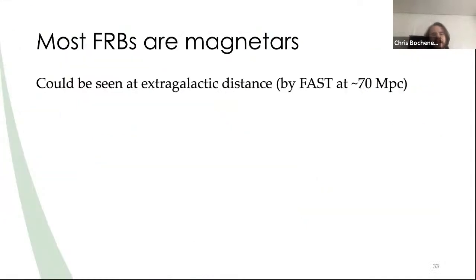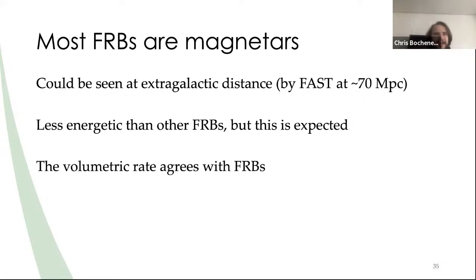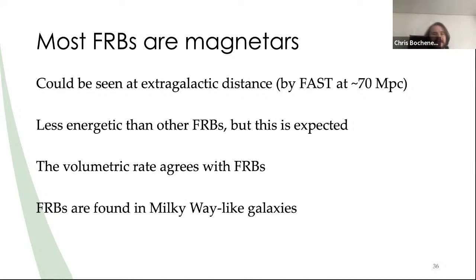So with all this information, I believe it's reasonable to conclude that most FRBs are magnetars, as this event could have been seen out to an extragalactic distance. It's less energetic than other FRBs, but we kind of expected this based off of the properties of both galactic and extragalactic fast radio burst surveys. And the volumetric rate of these types of events agrees with those of the extragalactic fast radio bursts. And furthermore, it's not a surprise that we did find an FRB in a Milky Way-like galaxy in an object that is related to star formation.